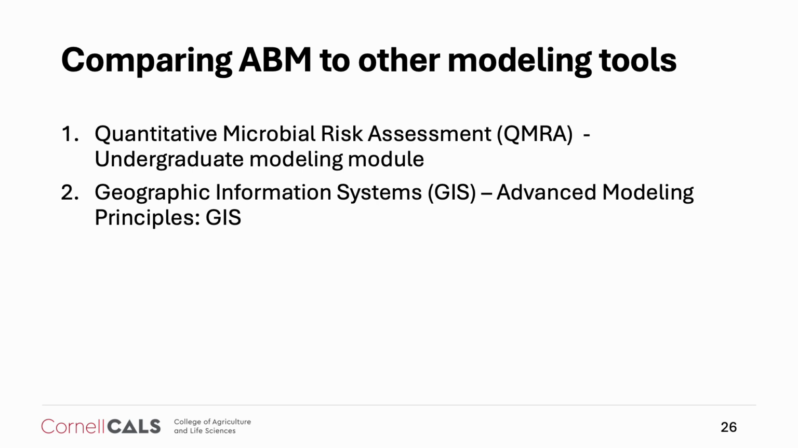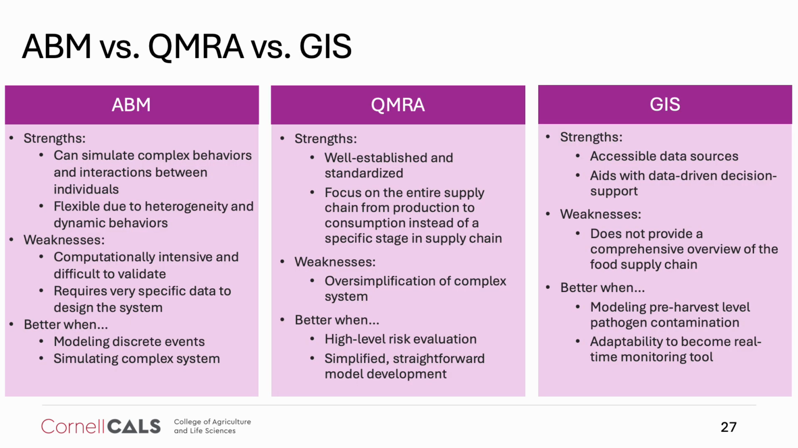We also have a modeling lecture prepared for both of these models in our module. If you're interested in learning about QMRA, you can refer to lecture 2 of our undergraduate modeling module, and you can watch the other lecture in the Advanced Modeling Principle series if you want to learn more about GIS. Okay, so let's take some time to compare an agent-based model with QMRA and GIS to help you decide when to use which modeling tool.